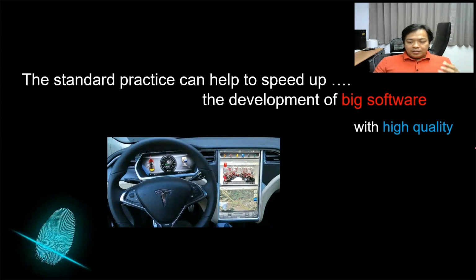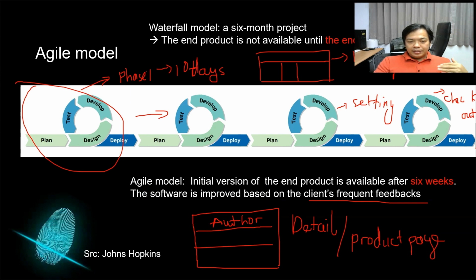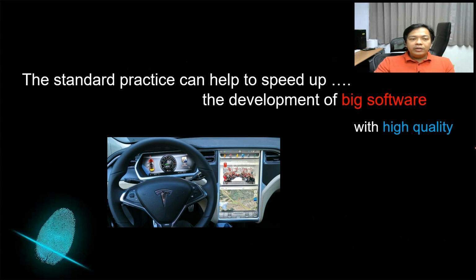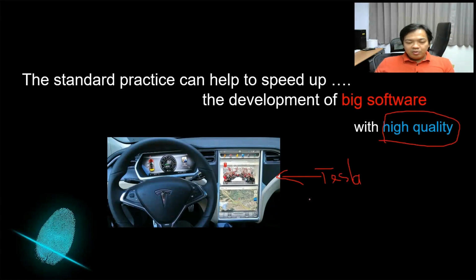Yeah. So the big problem is we have the Agile model and the waterfall model. The goal is that this is standard practice and can help us speed up the development of big software with high quality. I want to emphasize high quality because some software, like this one for Tesla, is very big. Yes, this is a good team, right?